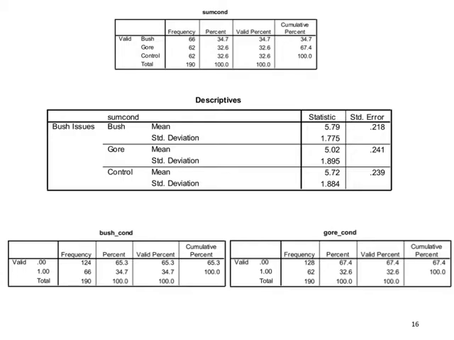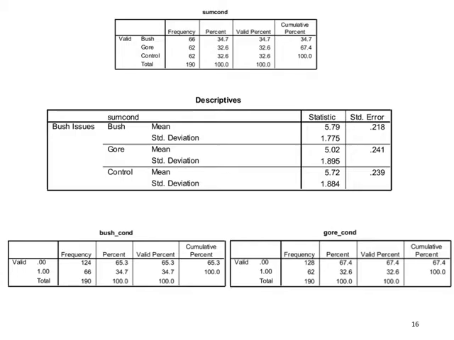So here's some data, not made up data, but data from an election a long time ago, where it was this kind of experiment where I had 66 people who were in what I call a Bush condition or stimulus 1, and that's what this 66 is telling me here. And then I have 62 people who were in a Gore condition, and then I had 62 people who got to watch ESPN instead of watching TV commercials about candidates.